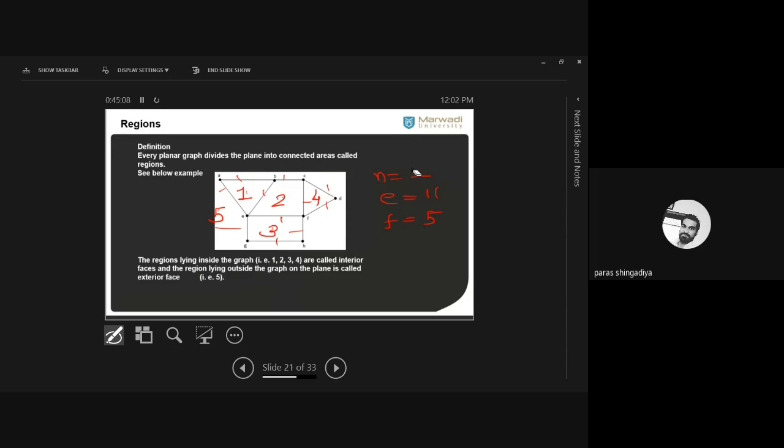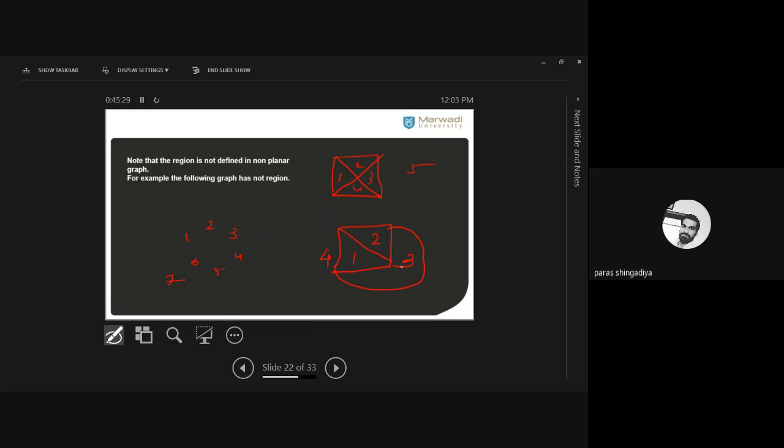Yeah, there are 8 vertices. Clear? 8 vertices. Now n minus e plus f, that is equal to 8 minus 11 plus 5. So 8 plus 5, that is 13. 13 minus 11 is equal to 2. Okay? So that formula will always work for every planar graph. ठीक है, कोई भी planar graph आपके पास है, that formula will always work. Let us check for the K4.